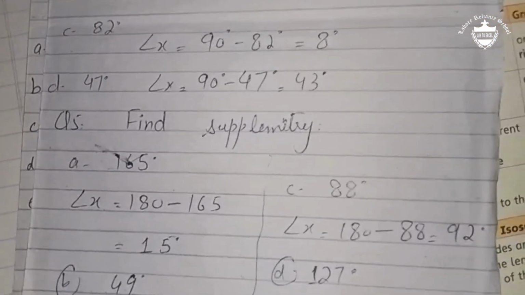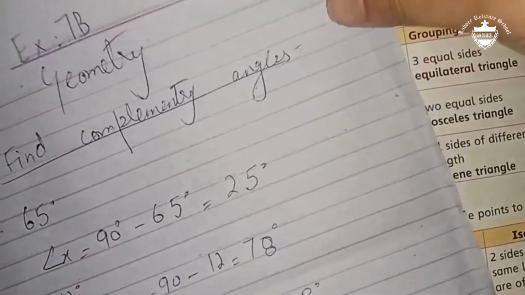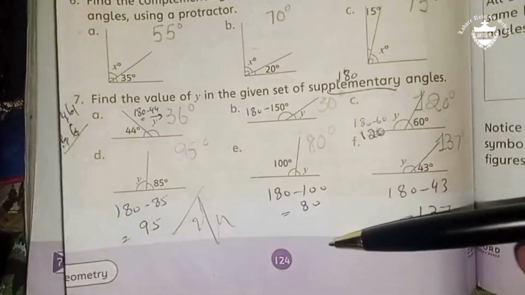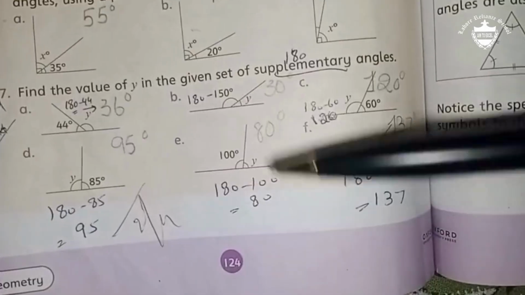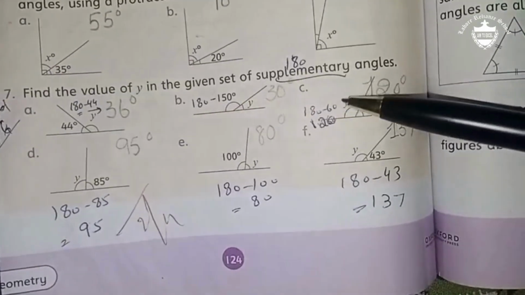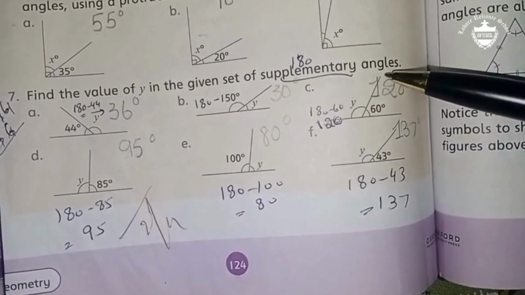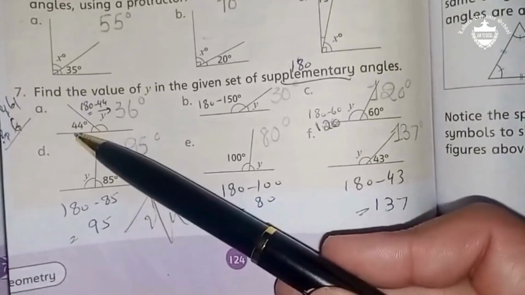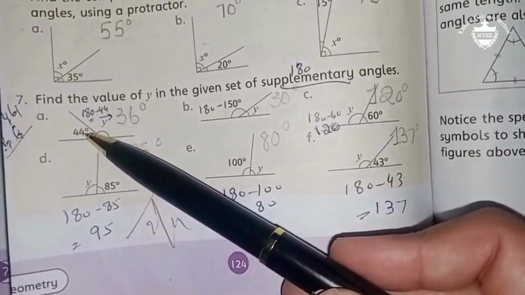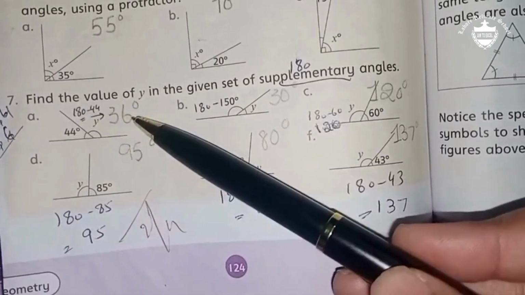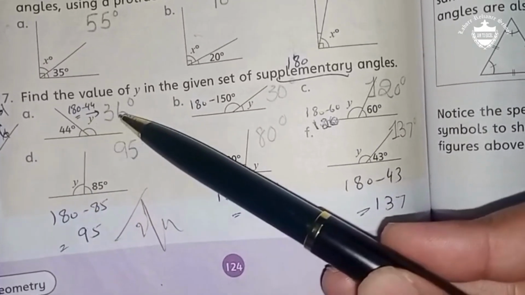Now we have to solve question number 7 in the book again, page 124. Find the value of y in the given set of supplementary angles. Supplementary angles mean again we have to minus from 180. That is the angle 44. The 44 angle is given, you have to find y. 180 minus 44, you get the answer 136. It means y is equal to 136.